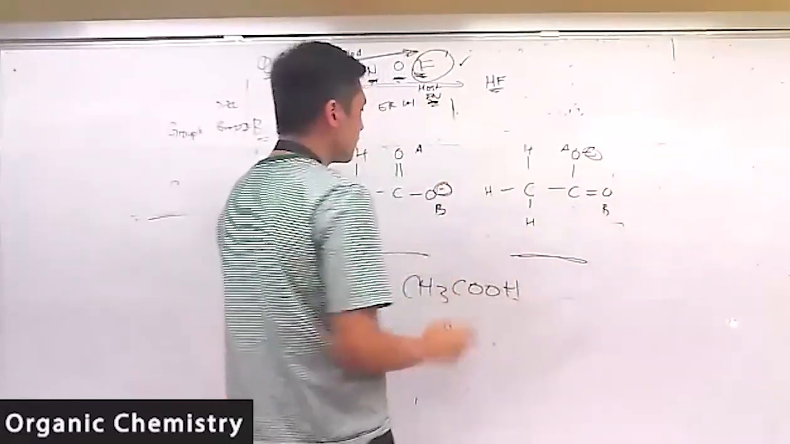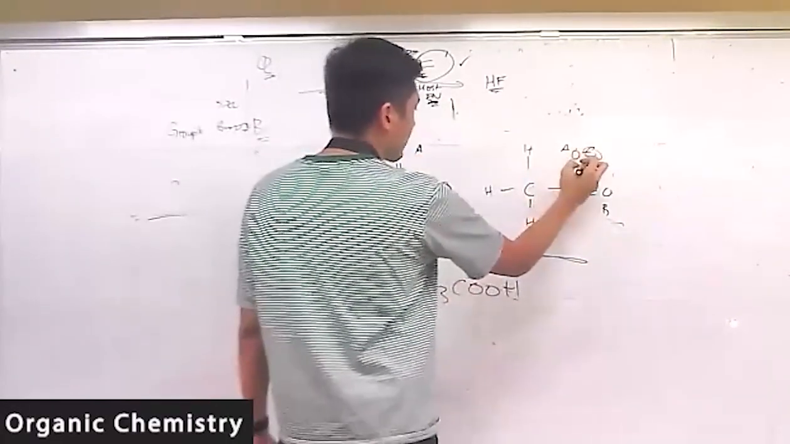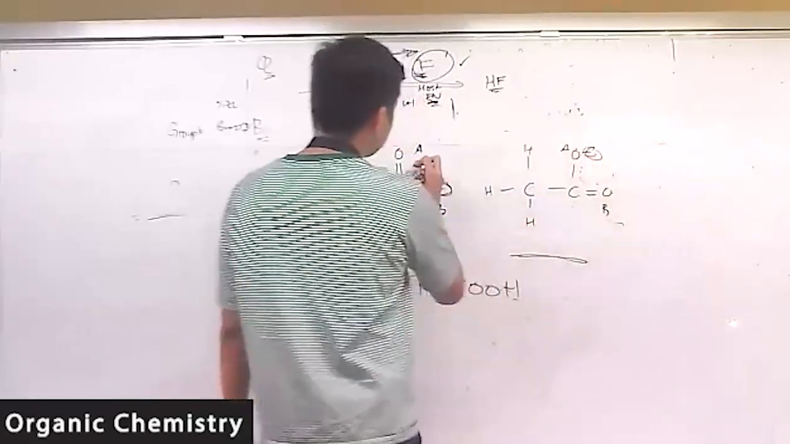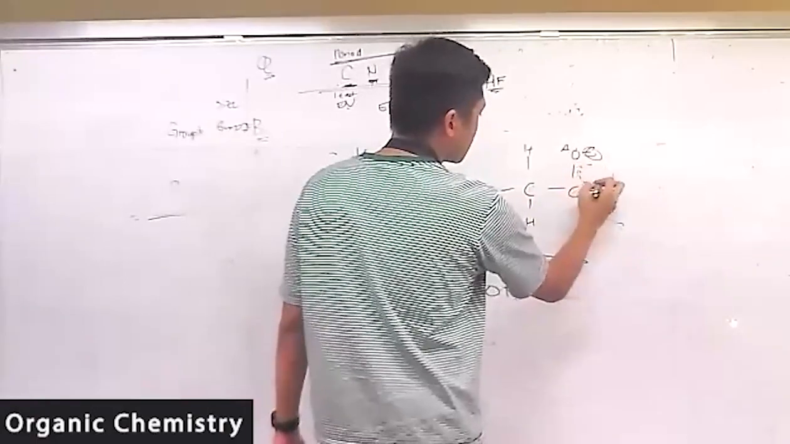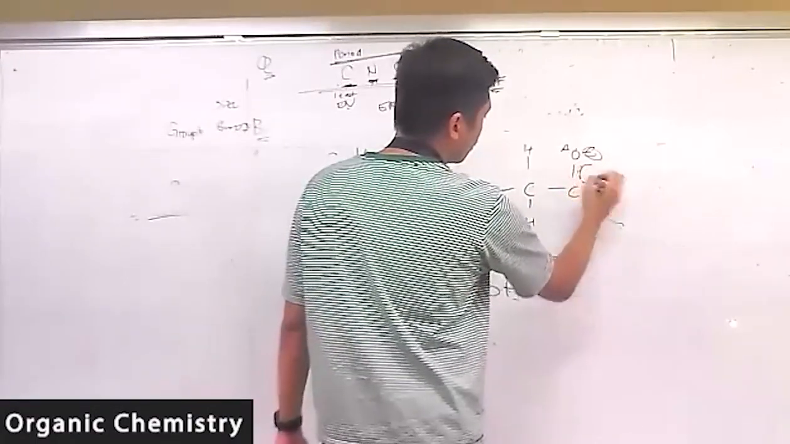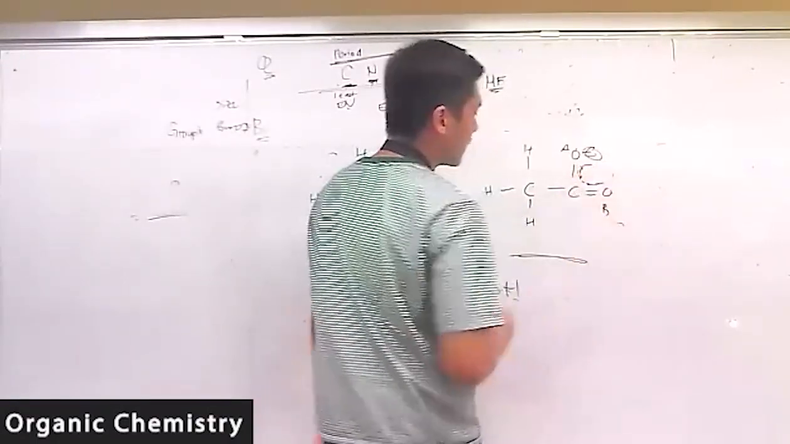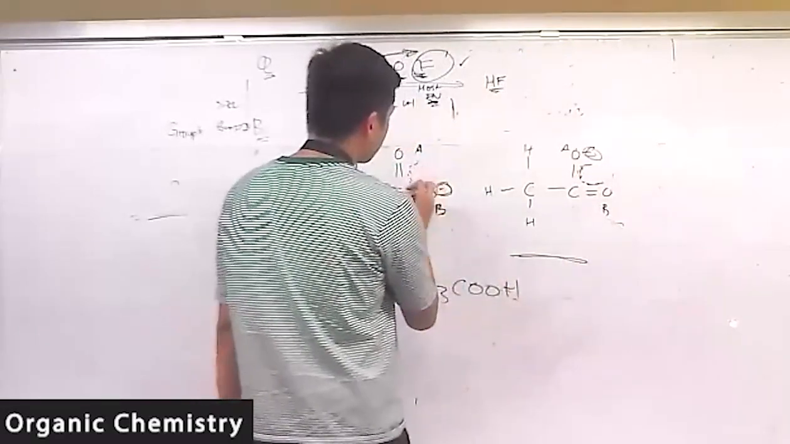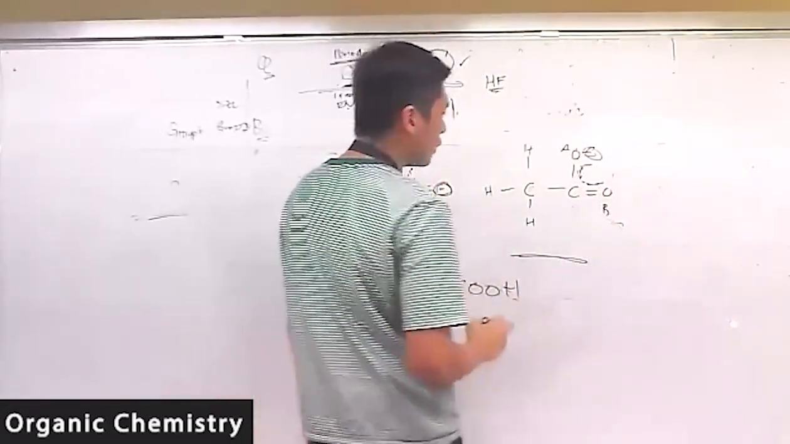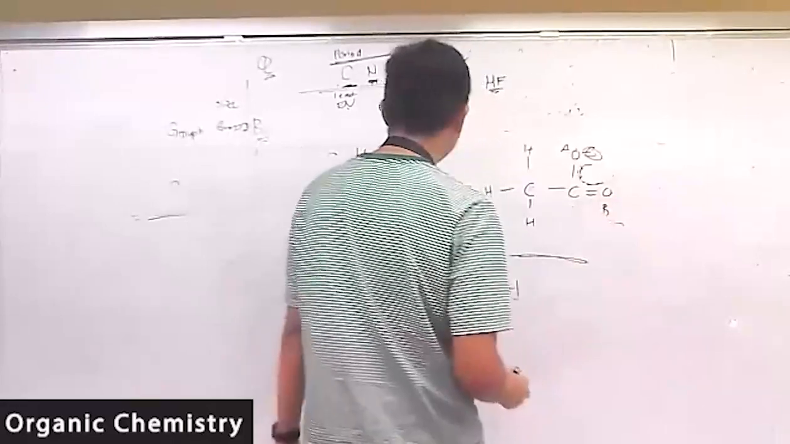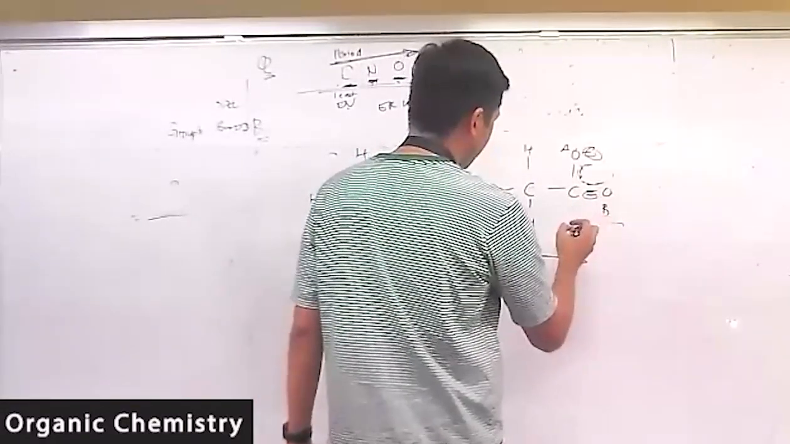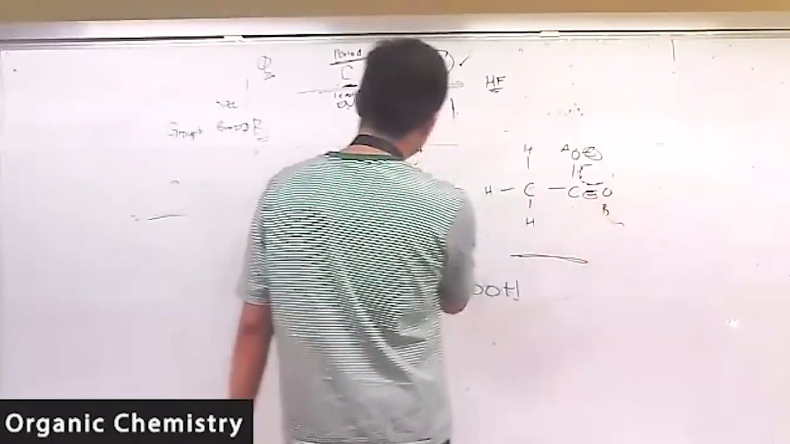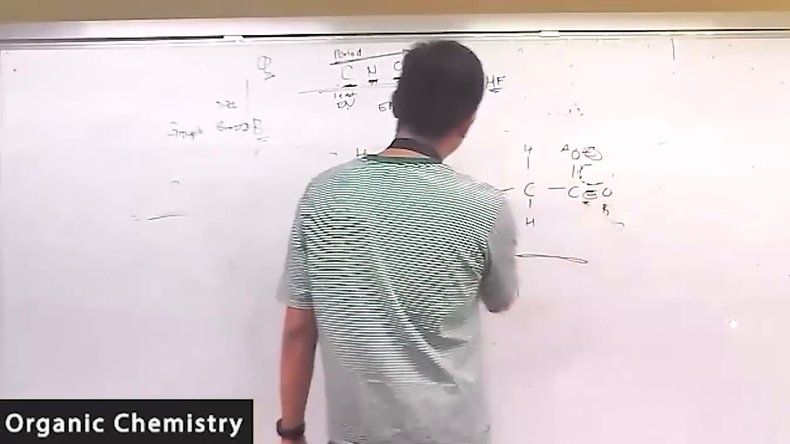In reality, the negative charge here is actually split. It resonates between two oxygens. So the negative charge here is shared between two oxygen atoms. Why? Because you have the presence of a pi bond. What is a pi bond? A pi bond is any double or triple bond. So here we have a double bond. This is a pi bond.